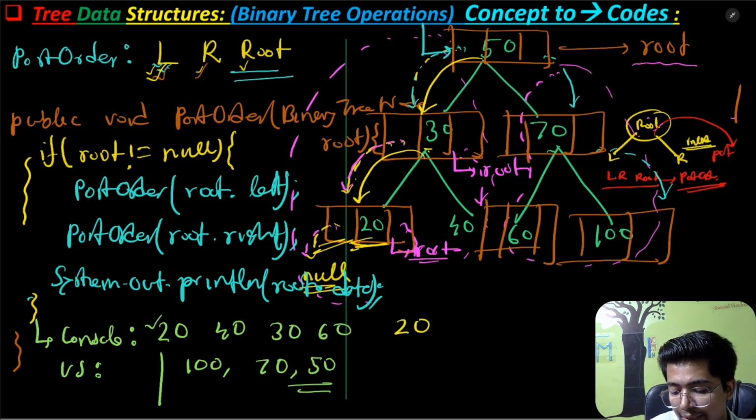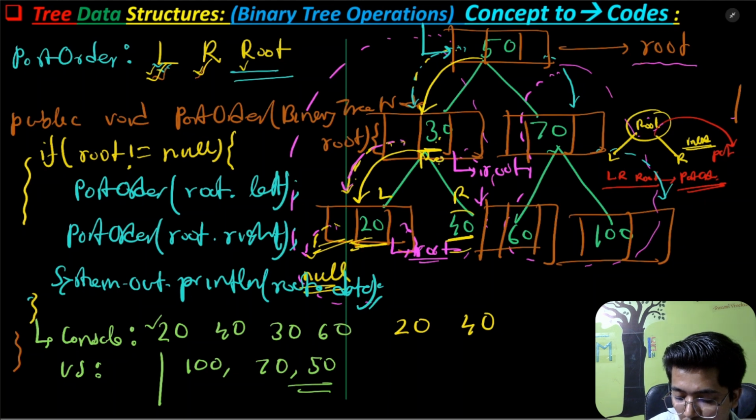Now it comes here, this is the root, but first we process the right one, so we print the 40, this is the right one. So 20, 40. This is the left portion, this is the right portion, and now we process the root. So now we'll be printing the 30, the root one. So this is what we printed.